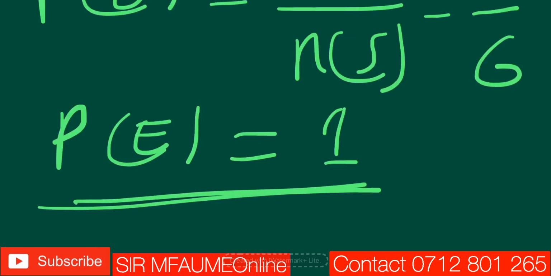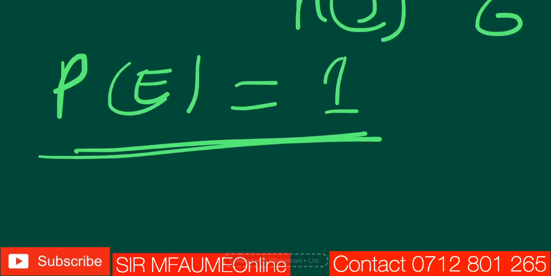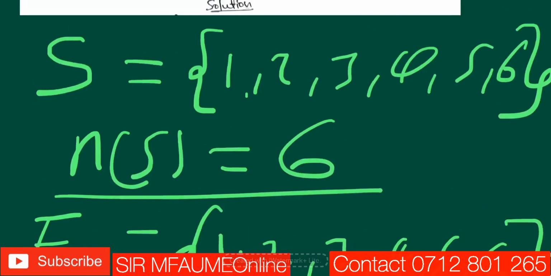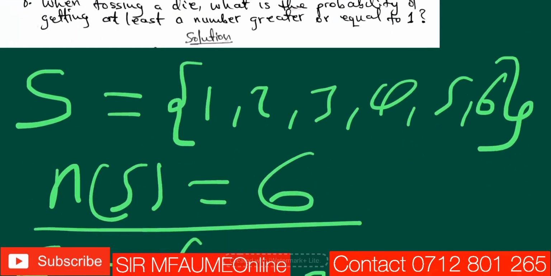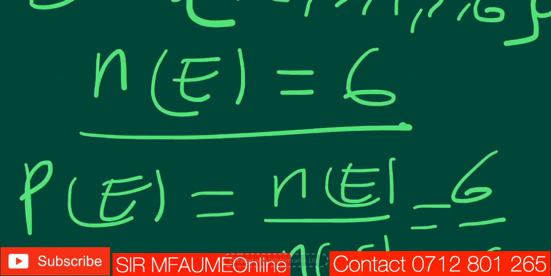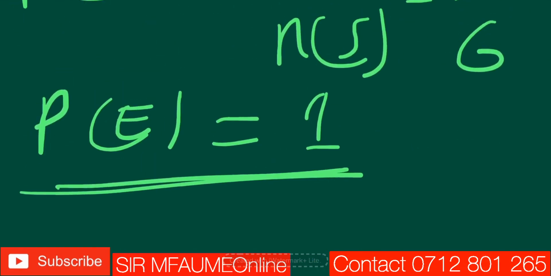What does it mean? It means the event is complete, it must occur, and this is correct. Even if you check the question here, you need to find the probability of getting a number at least greater or equal to 1 from the die. A die always consists of numbers which are greater or equal to 1. So it is compulsory to find this kind of number. That's why its probability is equal to 1.